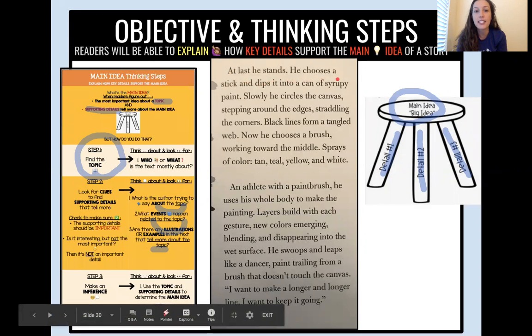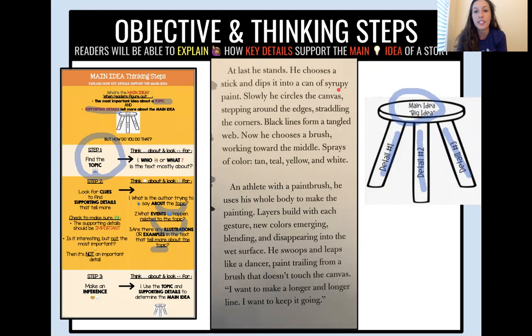At last he stands. He chooses a stick and dips it into a can of syrupy paint. Slowly, he circles the canvas, stepping around the edges, straddling the corners. Black lines form a tangled web. Now he chooses a brush, working toward the middle. Sprays of color, tan, teal, yellow, and white.